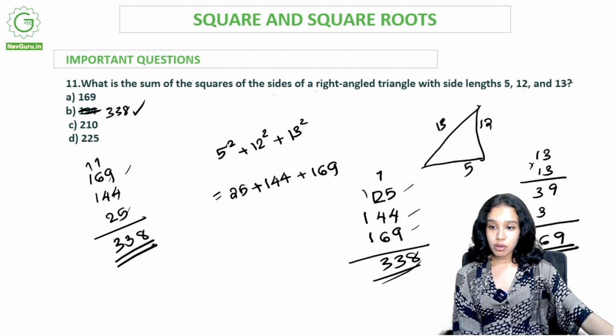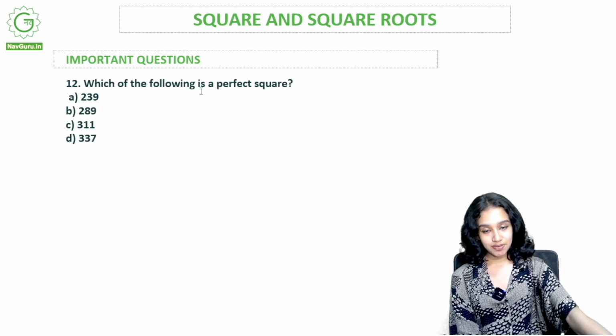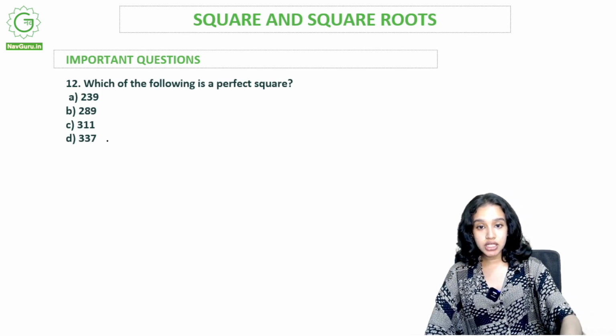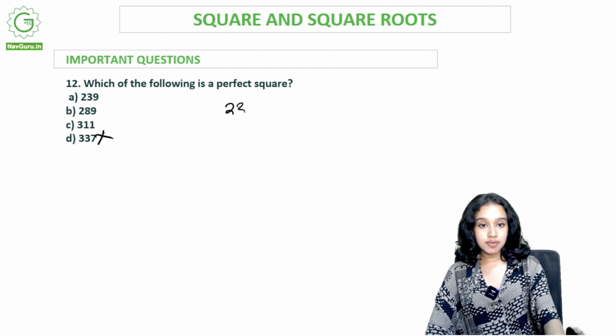So moving on. Which of the following is a perfect square? So this option is already eliminated. Now let's see what else we got. 239.